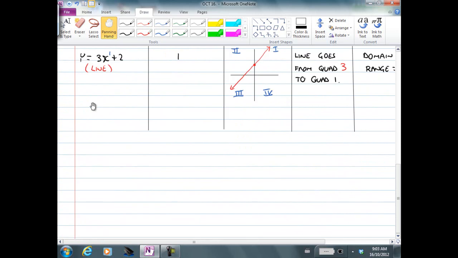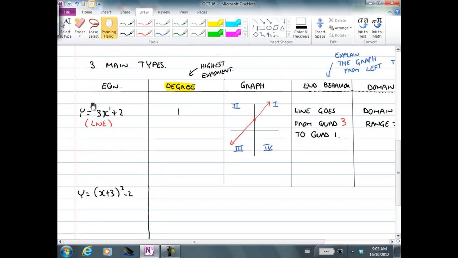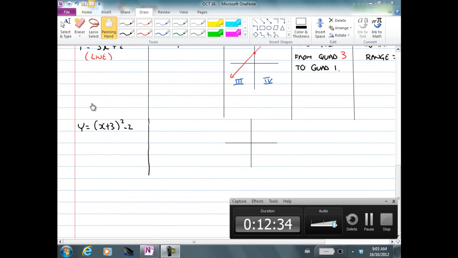Next thing. Y equals, this is from grade 11. Show me who remembers this stuff. (x + 3)^2 - 2. I want you to tell me what degree it is, and let's see who remembers from grade 11 what the graph looks like. I'm going to pause it. Guys, here we go.